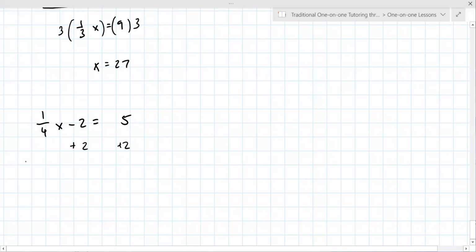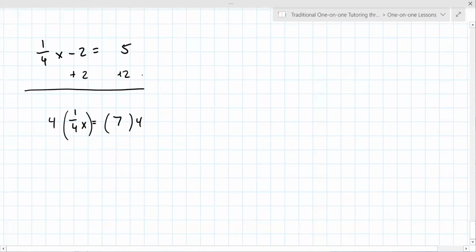Is x 32? Did you add 2 to both sides? Yeah. So you got 1/4 x equals 7. Is that right? Yes. So how do you undo 1/4? What do you multiply by? 4. Okay, so everything you just told me is correct, but the answer is 28.